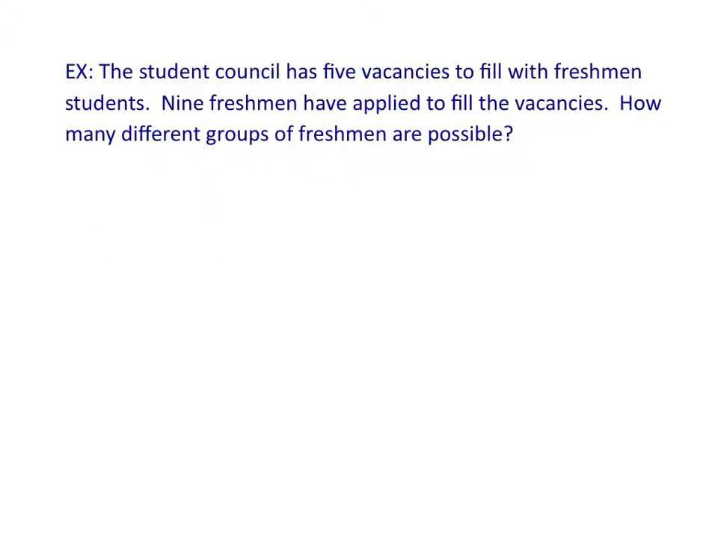Let's take a look at another example, and now we are going to use another button on our calculator to help us do this formula so that it's a little bit simpler for us to solve these problems. So, example: the student council has 5 vacancies to fill with freshman students. 9 freshmen have applied to fill the vacancies. How many different groups of freshmen are possible?